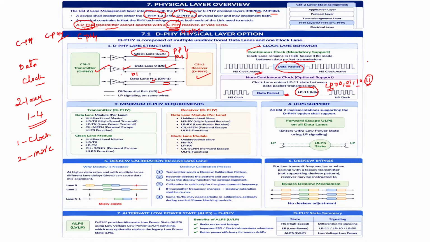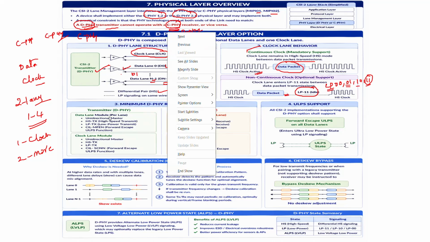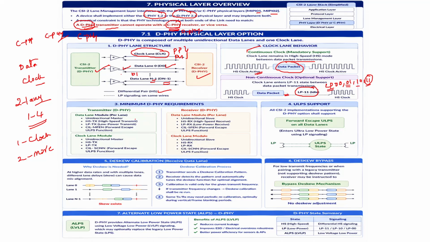Okay, so the minimum D-PHY lane requirements. What are the minimum requirements for the D-PHY lane? Here we are using a unidirectional master. What does unidirectional master mean? Data is transmitted unidirectionally, from the transmitter side to the receiver side. That means we use high speed transmission lines and also low power transmissions.